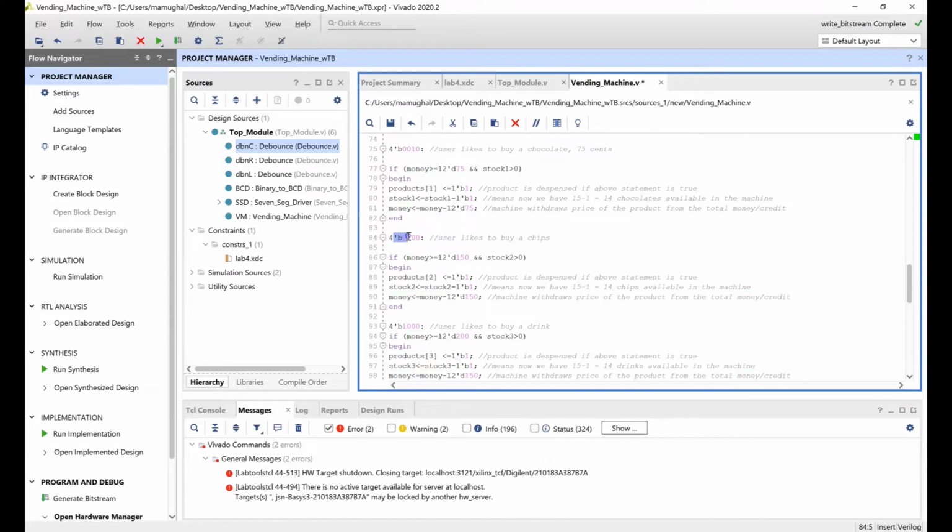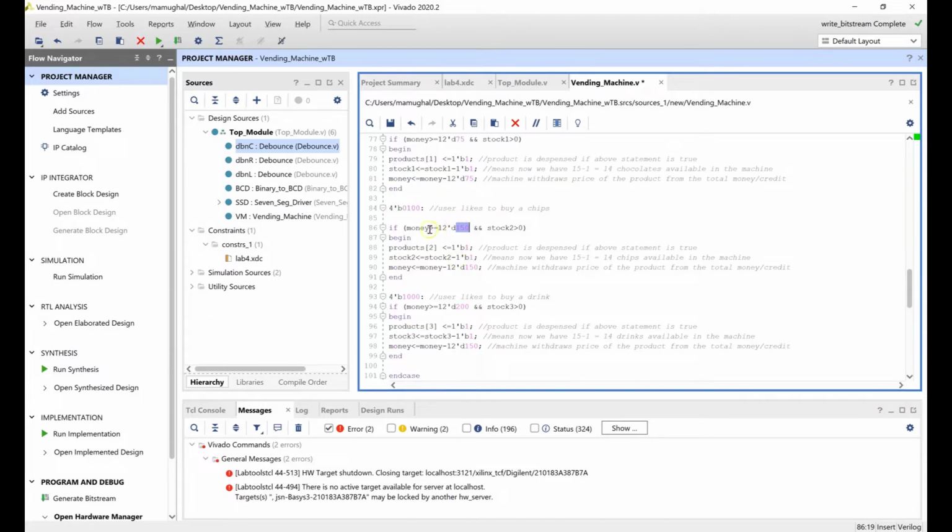And similarly, if you want to buy a bag of chips, that is $1.50, so that's 150 cents, and so the money needs to be greater than or equal to 150 cents. And we will also make sure that we have bags of chips in stock. If both statements are true, these 3 lines will be executed. And what they basically do, product 2, that means bag of chips, is going to be dispensed, and this LED goes on. Stock 2 goes down by 1, and 150 cents will also be subtracted from the money.